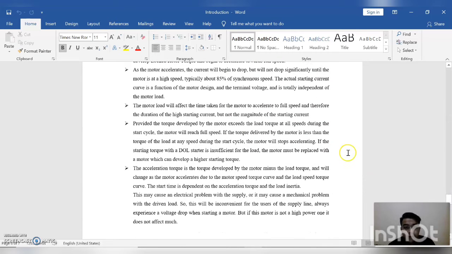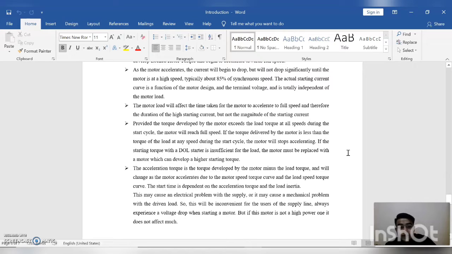The motor load will affect the time taken for the motor to accelerate to full speed, and therefore the duration of the high starting current, but not the magnitude of the starting current. Provided the torque developed by the motor exceeds the load torque at all speeds during the start cycle, the motor will reach full speed. If the torque delivered by the motor is less than the torque of the load at any speed during the start cycle, the motor will stop accelerating. If the starting torque with a direct online starter is insufficient for the load, the motor must be replaced with a motor which can develop a higher starting torque.